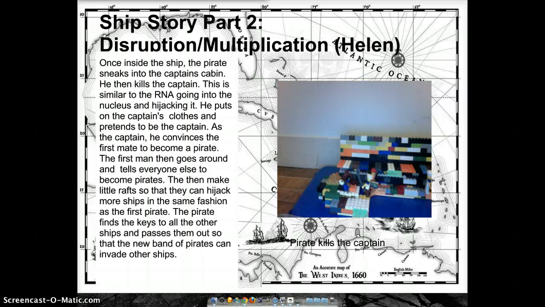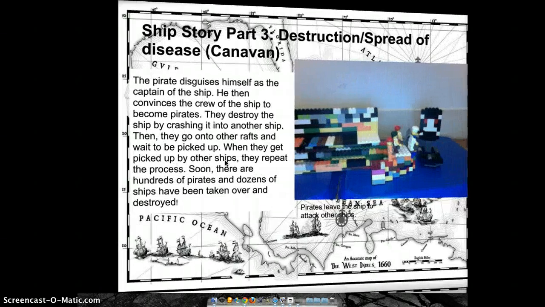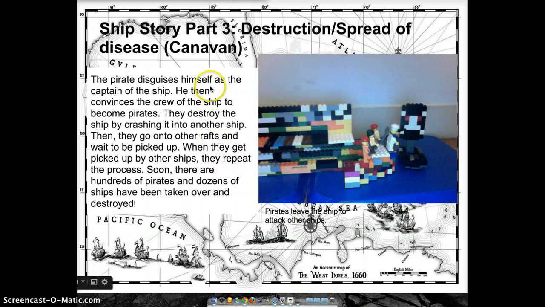The pirate finds the other keys to all the other ships and passes them out so that the new band of pirates can invade other ships. In this picture, the pirate is killing the captain here. The pirate disguises himself as the captain of the ship. He convinces the crew to become pirates.